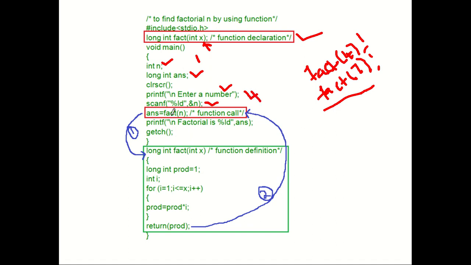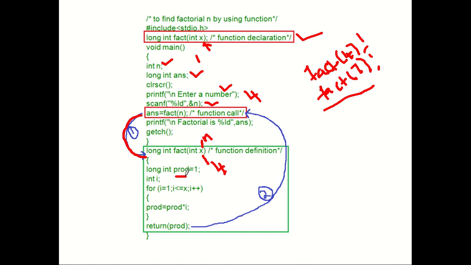So what we are doing, we are calling a function fact of n here. Whenever this function is called, what is the value of n? n is 4. So this function will pass the control to its body. The content of n is copied to x. So x becomes how much here? 4.